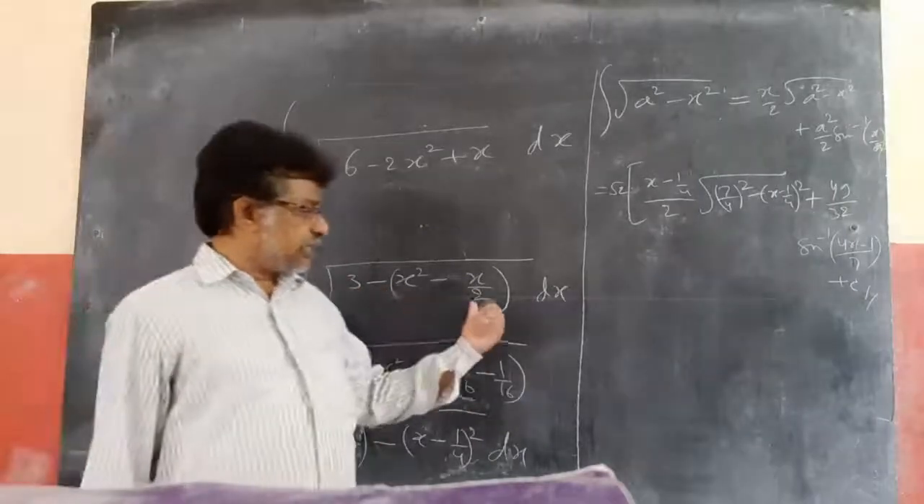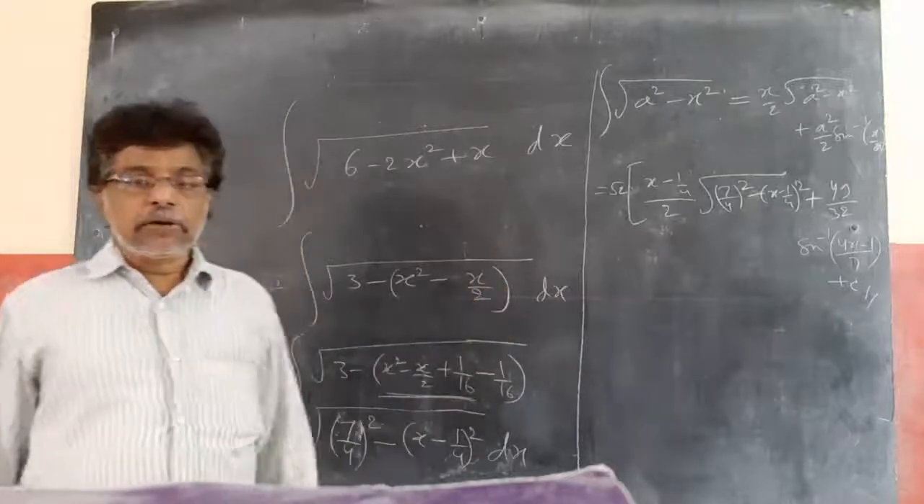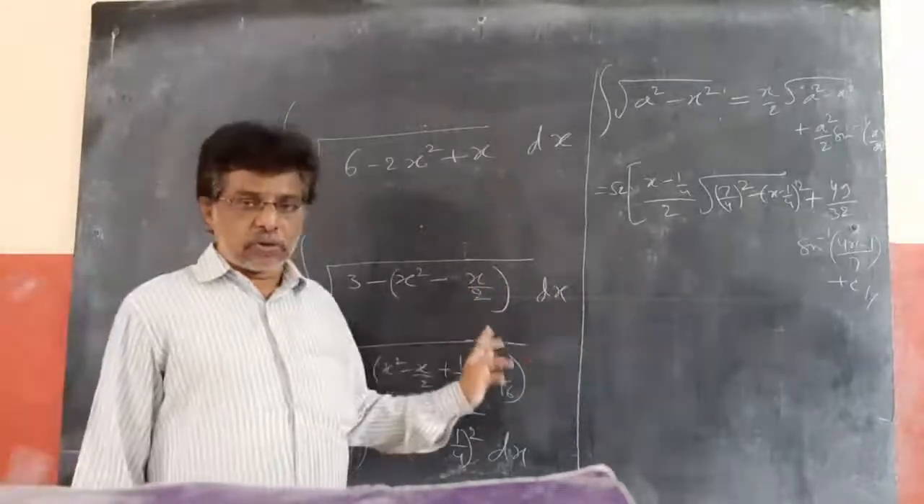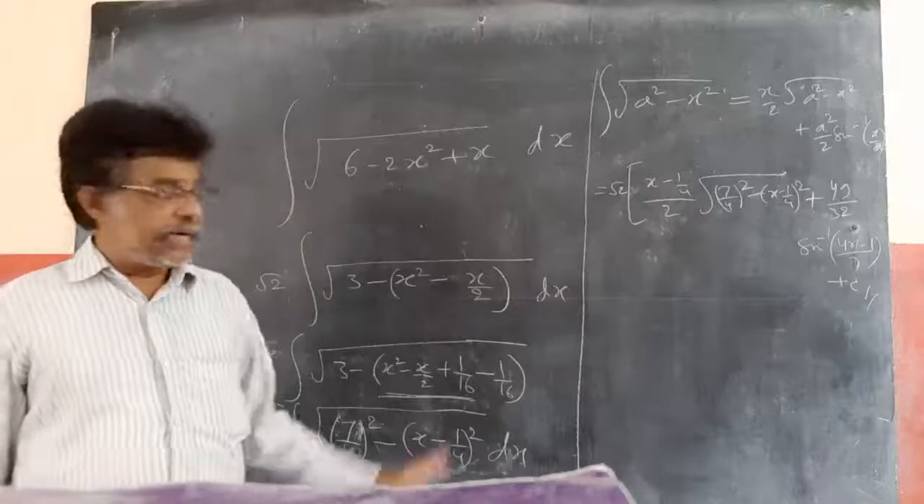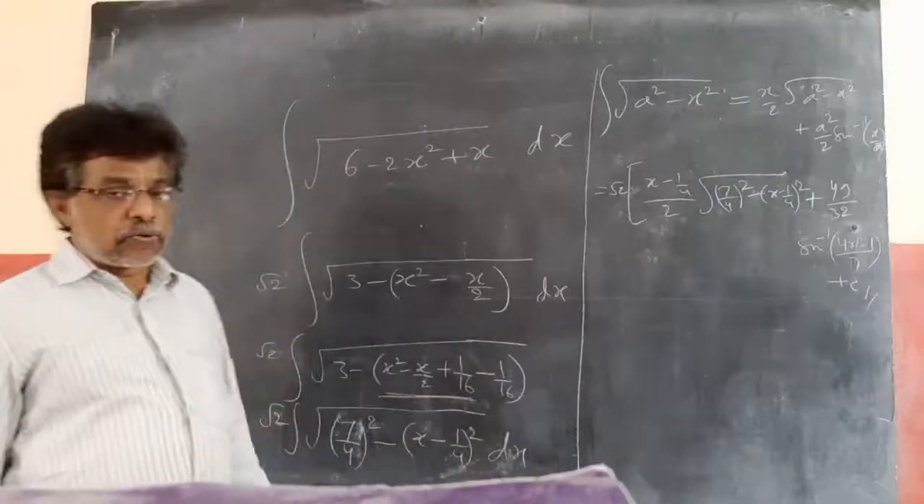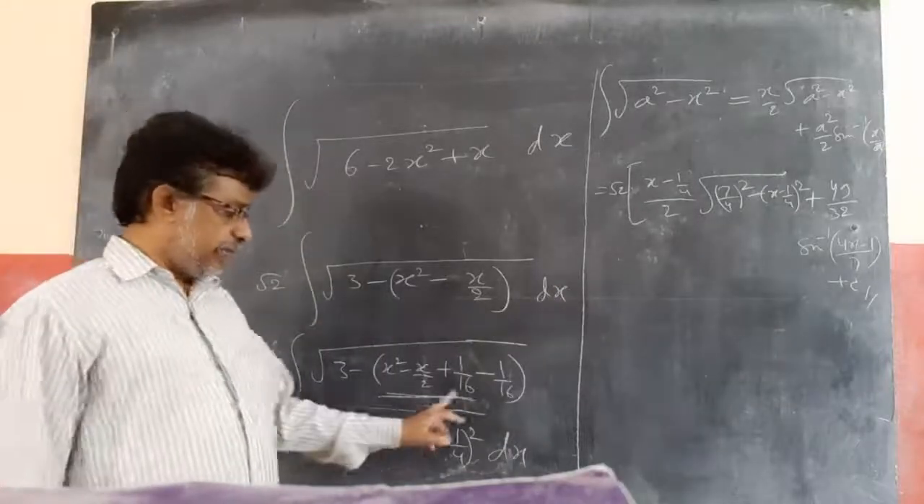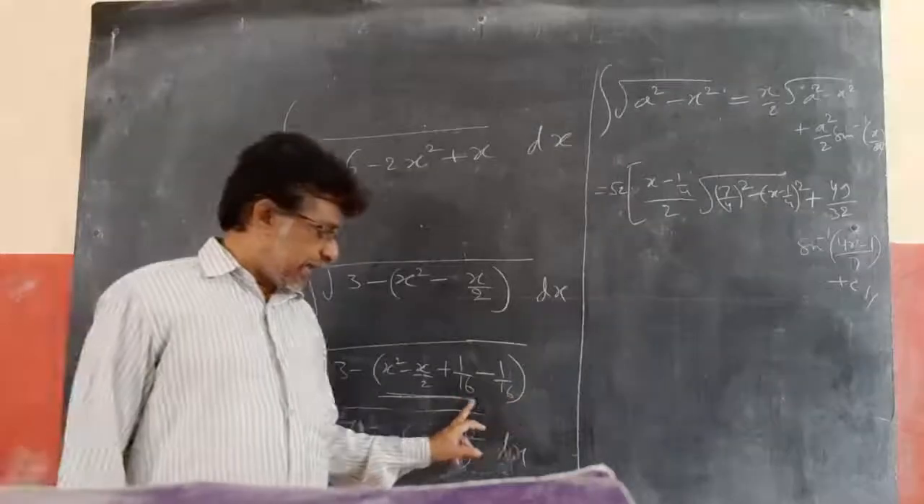So this is a square. This is minus 2ab. I need b square. To find b, I told you 2b equals the x coefficient. So 2b equals 1 by 2, b equals 1 by 4. b square has to be added and subtracted, I told. 1 by 4 whole square, 1 by 16 to be added and subtracted.